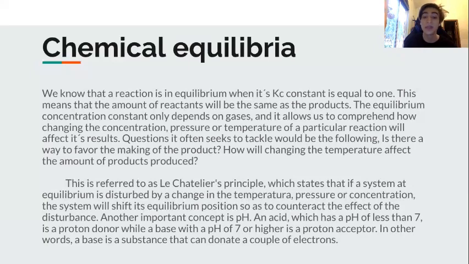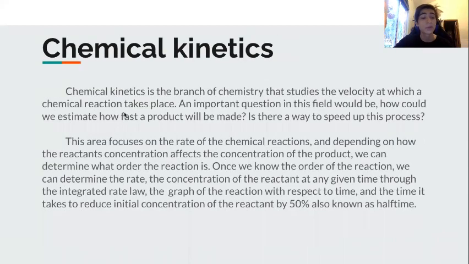Another important concept is pH. An acid, which has a pH of less than 7, is a proton donor, while a base with a pH of 7 or higher is a proton acceptor. In other words, a base is a substance that can donate and accept a couple of electrons.